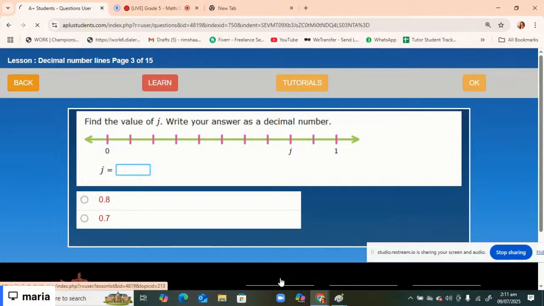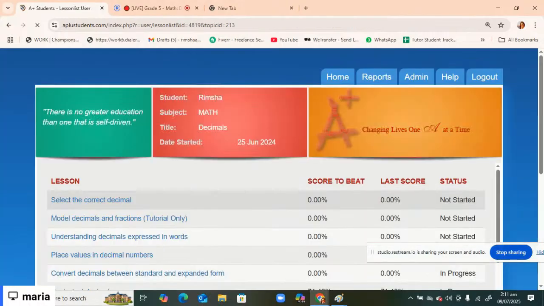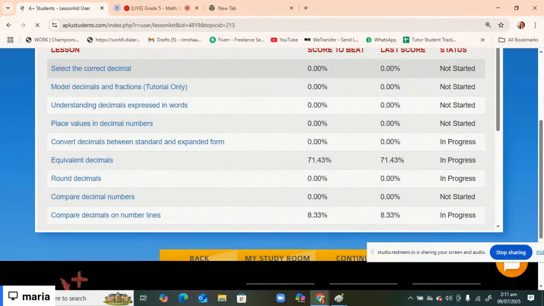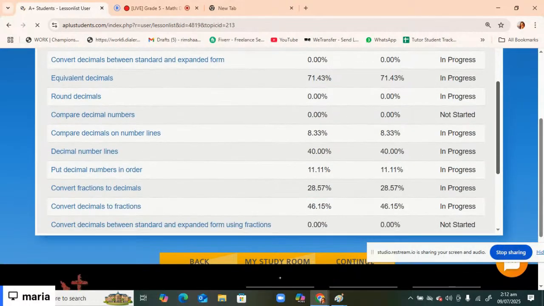Hope you guys understand this lesson. So solve the rest of the test questions regarding this lesson by yourself. Okay. Now let's start the next lesson of the day.